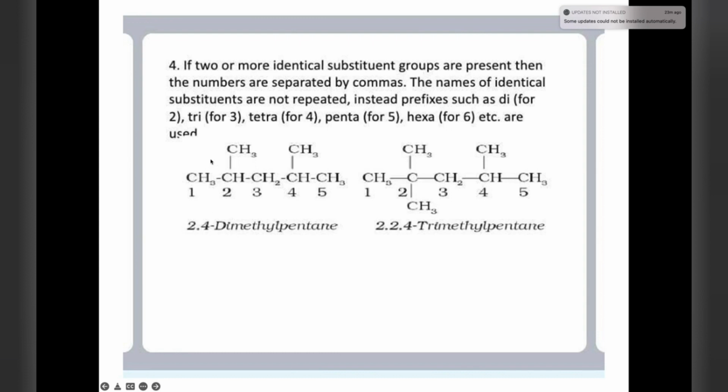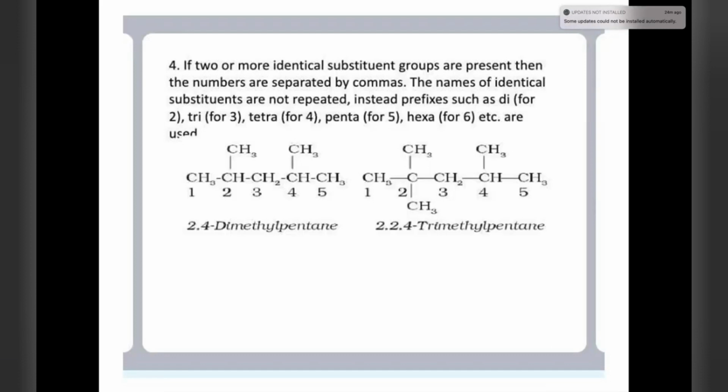See, 2,4, two methyl groups, so we put dimethylpentane. So, here 3 are there. So, position 2 and 2, and 1 at 4. So, 3 are present, trimethylpentane. Okay, now hope this section is clear to you.